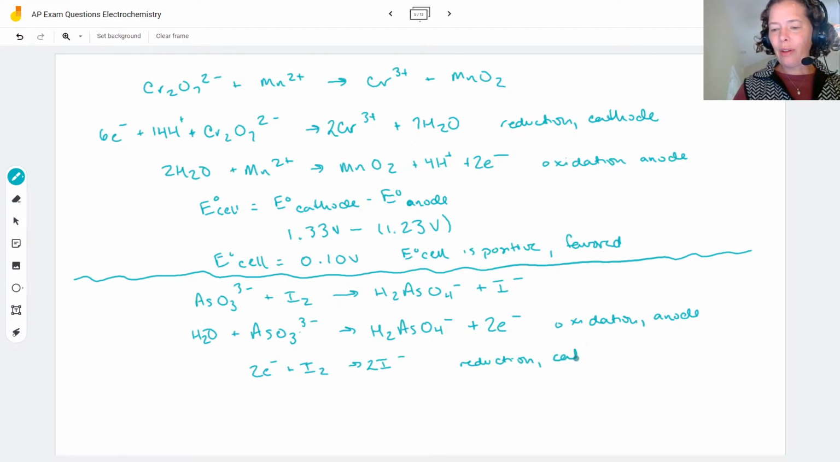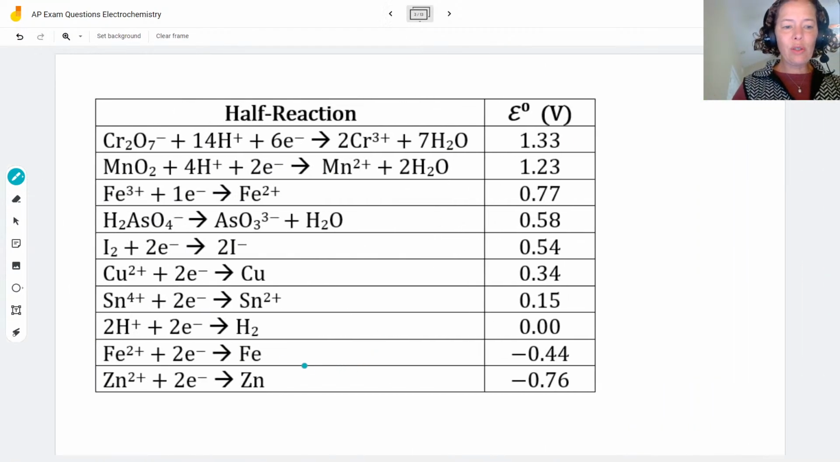This is my cathode. Again, to save space, I'm not going to rewrite my whole equation. I'm just going to go ahead and plug some numbers in so I can fit this in. So E for my cathode, I need my iodide here. Let's go back to my table. Here we go, 0.54.